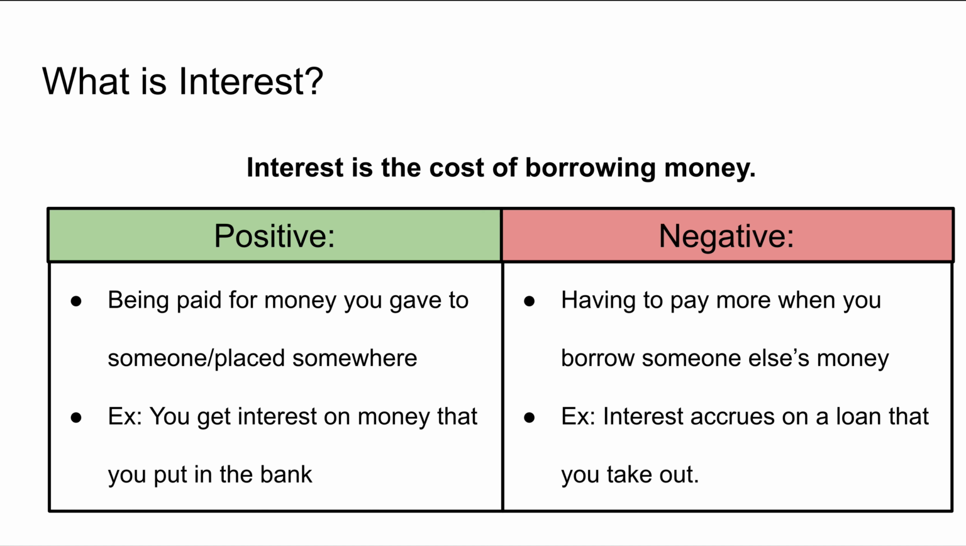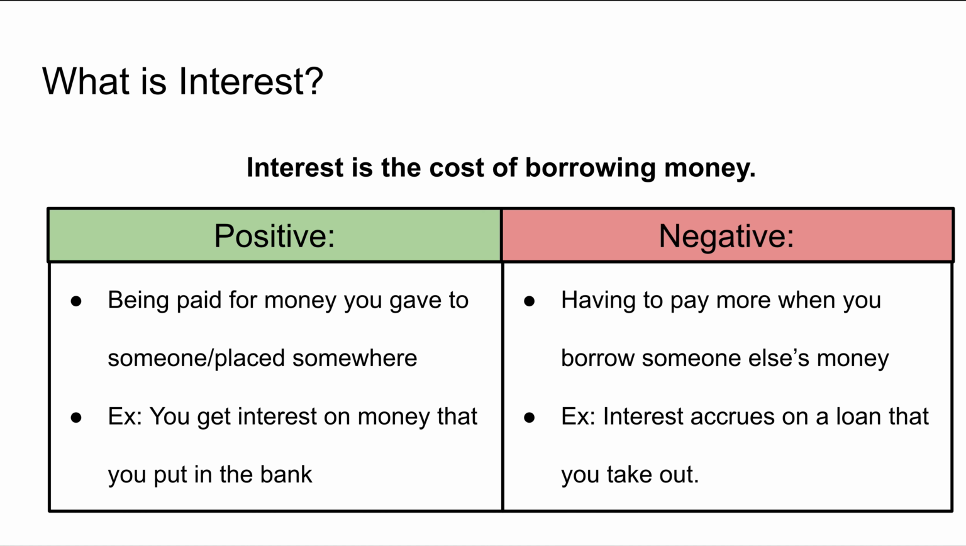So let's talk about interest in a positive sense and in a negative sense. So let's start with the positive sense. Now, the positive sense is where you get paid for money you either gave to someone or you placed somewhere. Now, that still sounds weird, so let's look at an example. An example would be if you put money into the bank, right? And now, in annual installments, like once a year, typically, you'll get some money back. And that money is interest, because you're letting the bank borrow your money, but they have to pay the cost of borrowing, so they pay you interest.